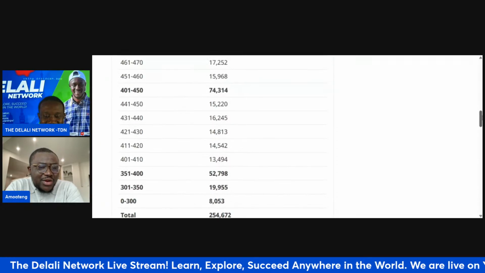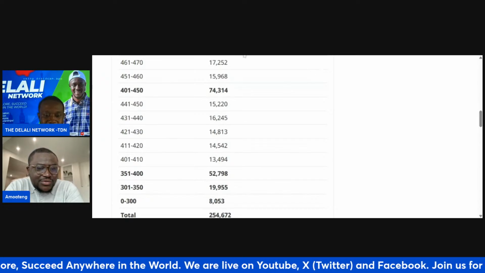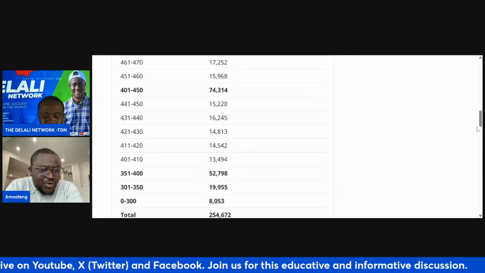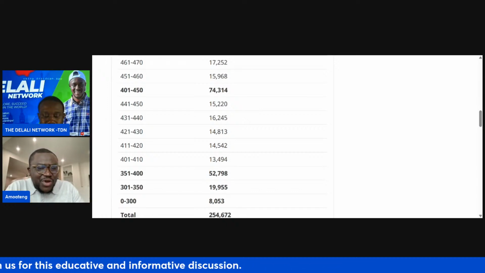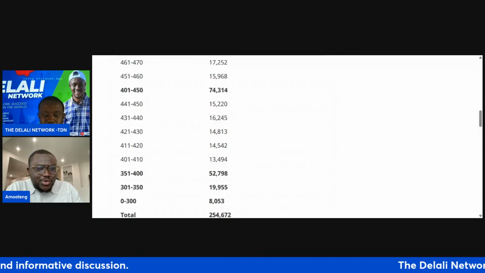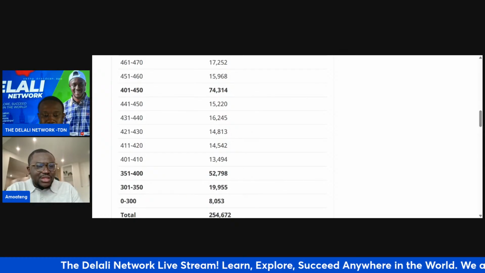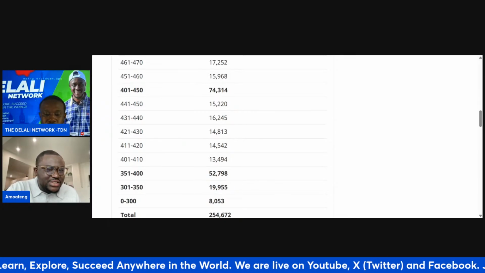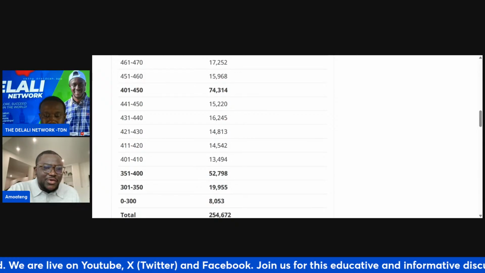People having 401 to 410 are 13,494. And people having 411 to 420 are 14,554. Those having scores between 421 and 430 are 14,813. Then those who score between 431 and 440 are 16,245. And people with 441 to 450 are 15,220.